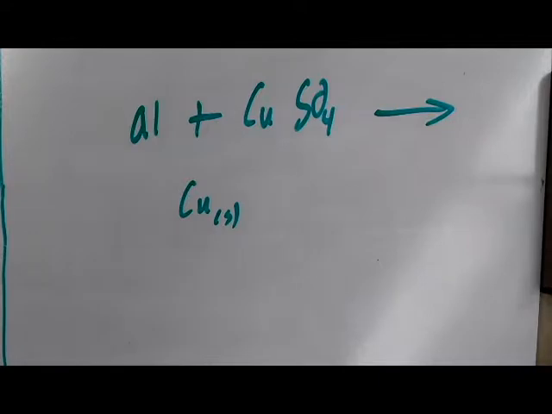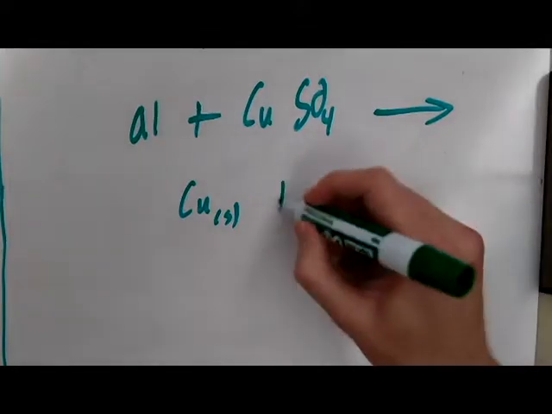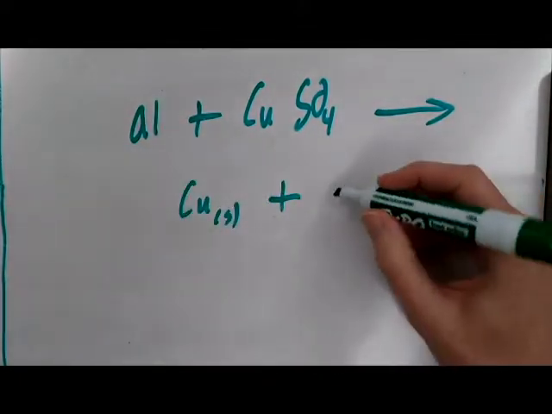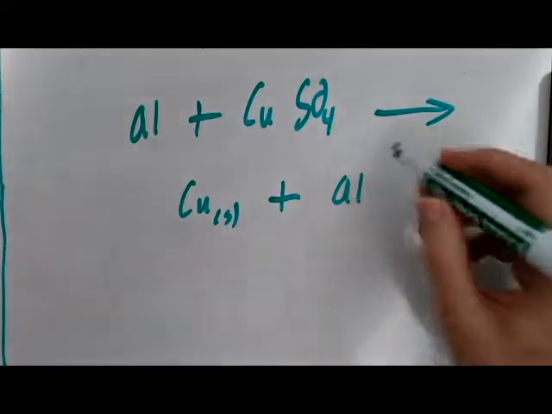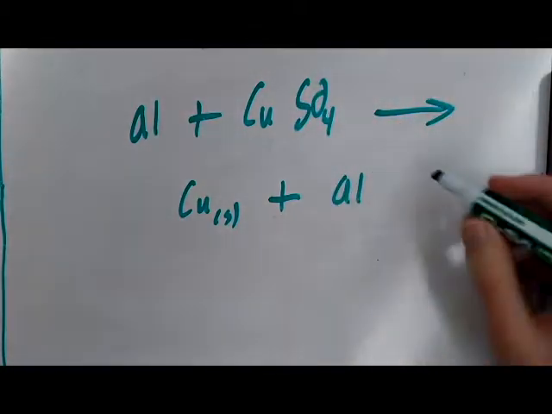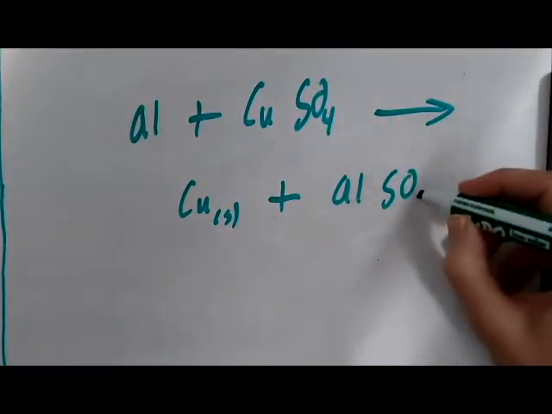I'm not going to be as concerned with it right now. That'll be really important on the next type of reaction we have. So copper plus, so now we'll write aluminum and our anion, which is a polyatomic this time, so SO4, sulfate.